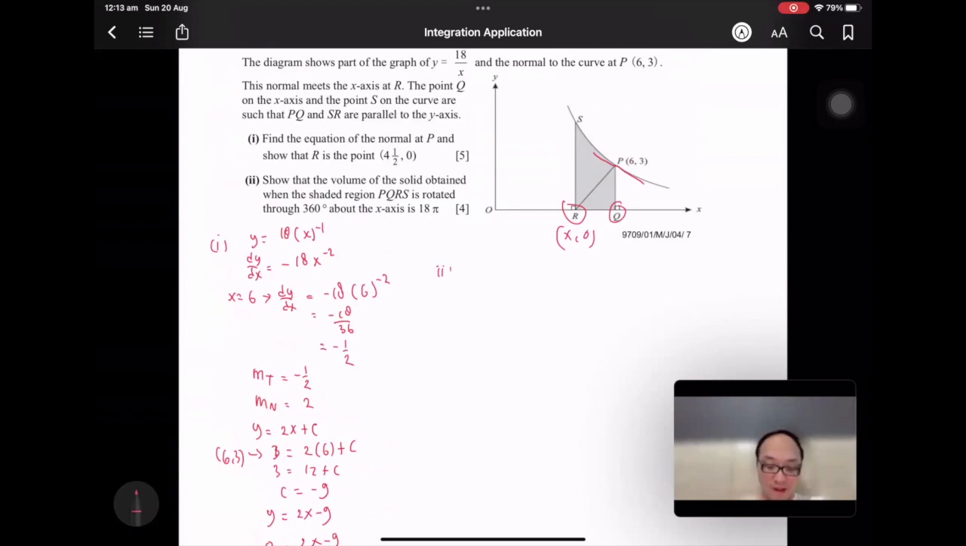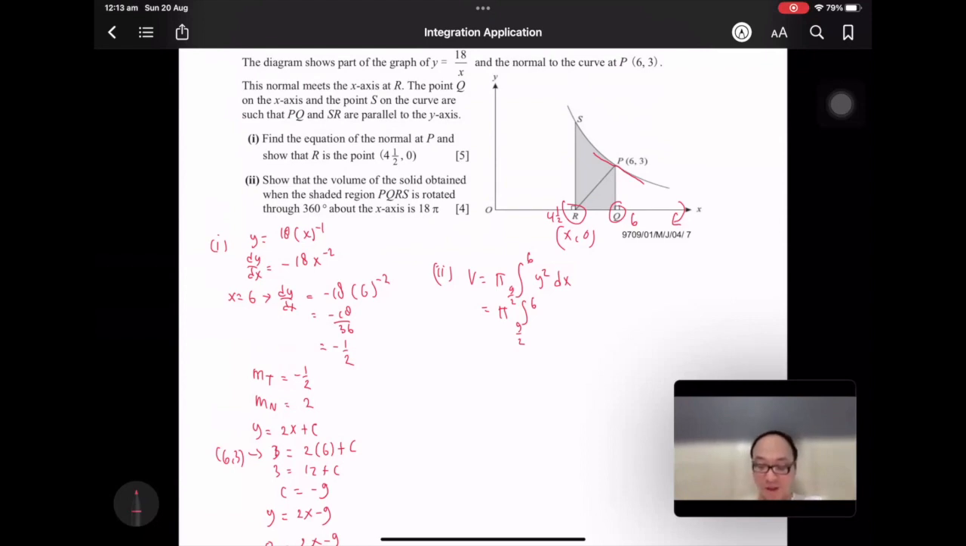And then for part II, show that the volume of the solid obtained when the shaded region is rotated about the x-axis is 18 pi. So we rotate about the x-axis. So the volume will be pi integral of the function squared dx. So pi integral from R is 4.5, 9/2, until Q is 6.